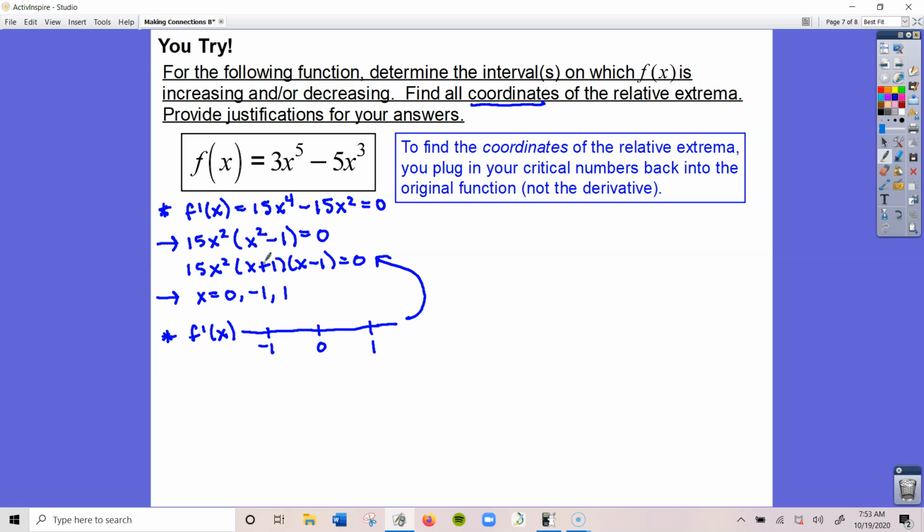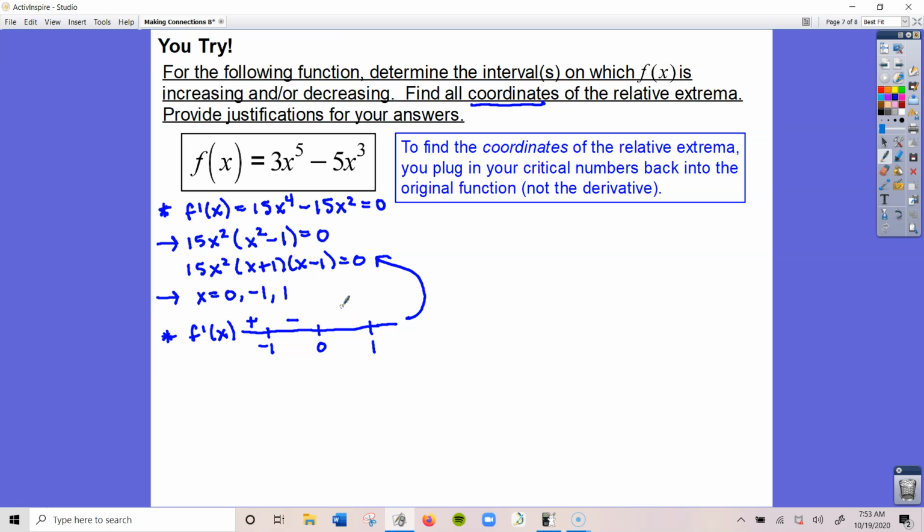So positive times negative will give me a positive. Now between negative 1 and 0 would be a negative 1/2. My first factor, positive, second factor, positive, and third factor, negative. So a positive, positive, negative gives me a negative number.